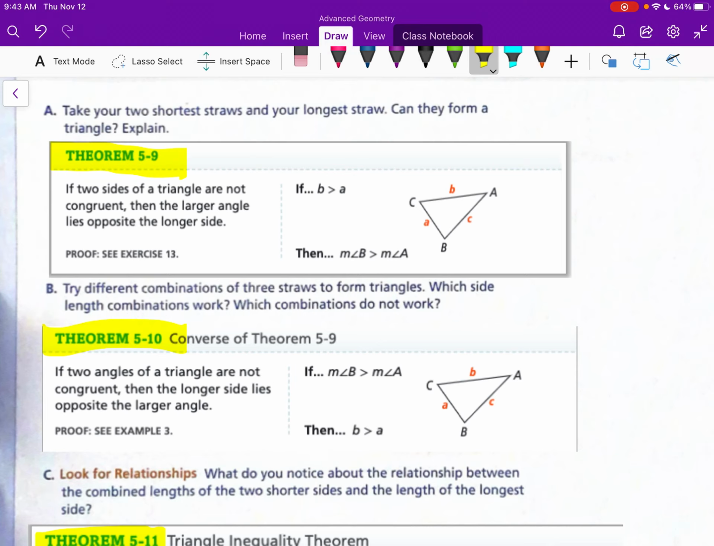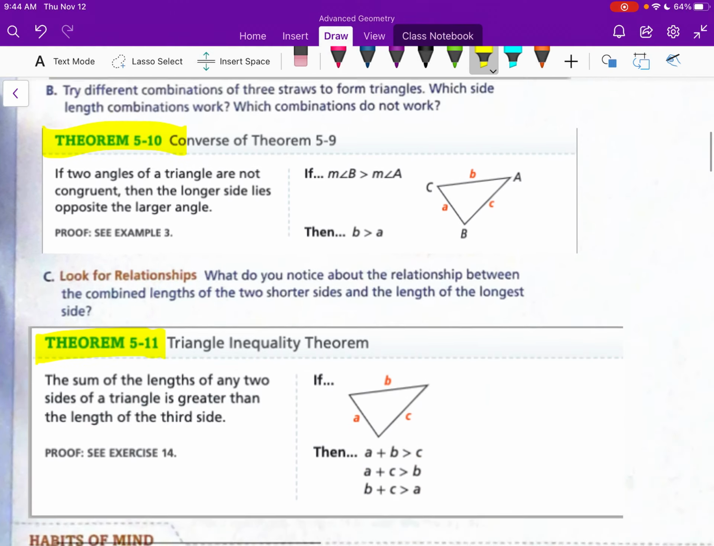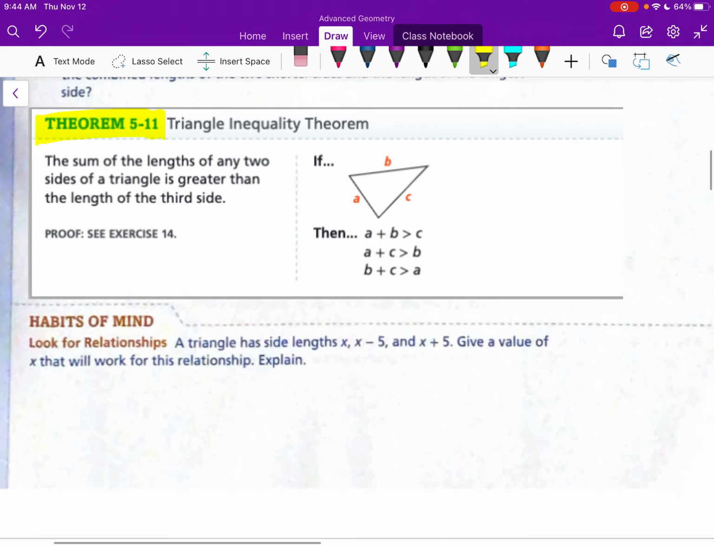Okay, it's essentially saying that the larger side is opposite of the longest angle and so forth. So if angle A is the largest angle, then side A is the largest side. Or if side B is the largest side, then angle B is the largest angle. Those go together. The next big idea of this section is the triangle inequality theorem.